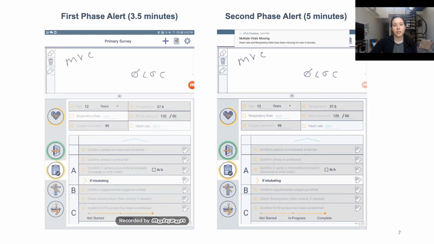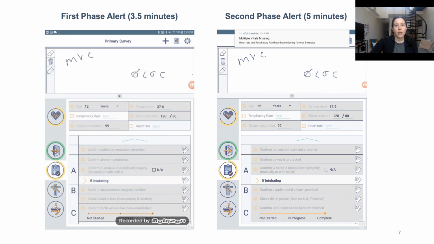Using input from clinicians, we decided on a 2-phase approach to triggering the alerts. In our data analysis, we examined the time between patient arrival and documentation of vital signs in 207 past cases. As the median time was 3.5 minutes between arrival and documentation, we decided to trigger the first alert at 3.5 minutes. As the 75th percentile time was 5 minutes, we triggered the second alert at that time.